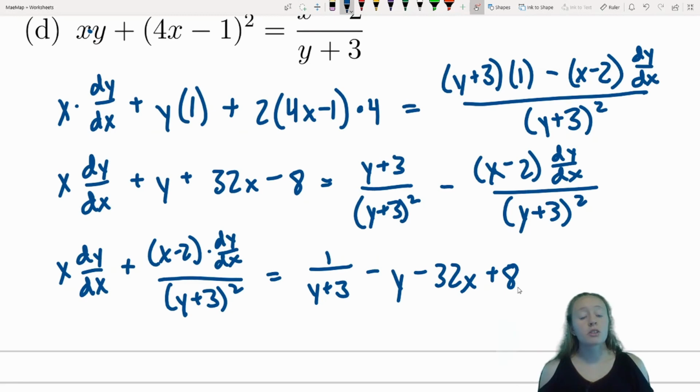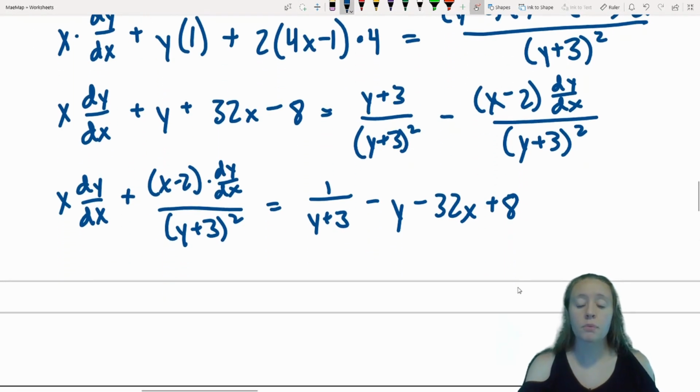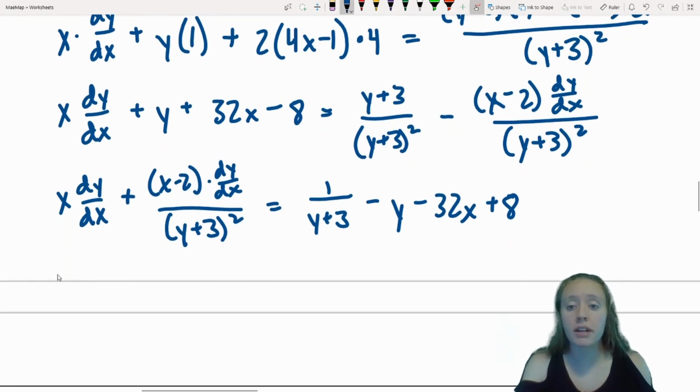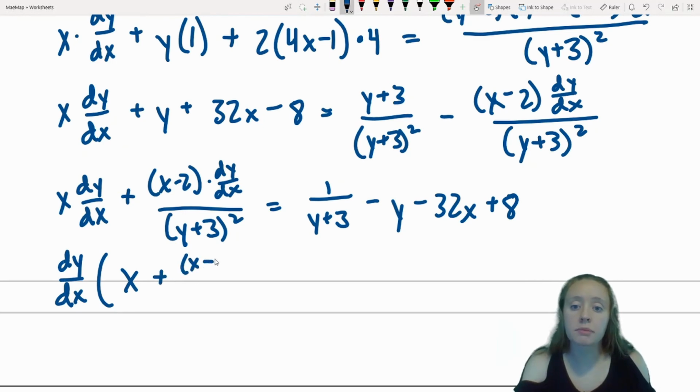So I know this looks a little messy, but it's okay, bear with me, we're going to work through this, and we won't worry about simplifying this down once we isolate that dy/dx. So pulling dy/dx out of both of my terms, I'm going to have dy/dx times x plus (x minus 2) over (y plus 3) squared, and that's going to equal that entire right-hand side, which I'll write out quickly.